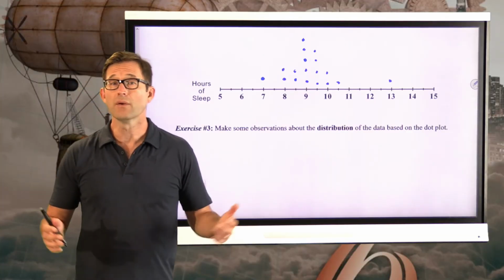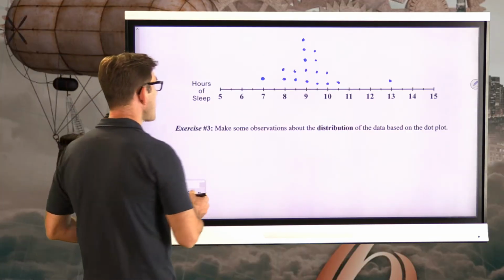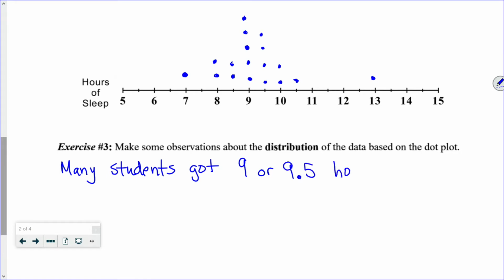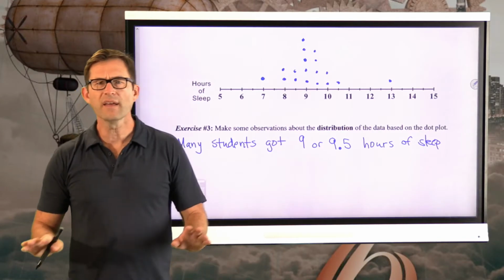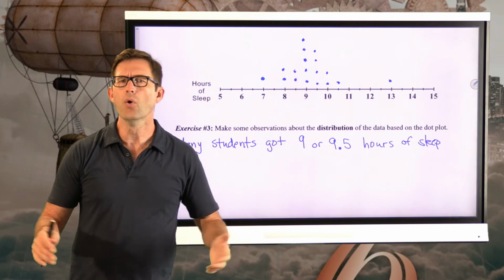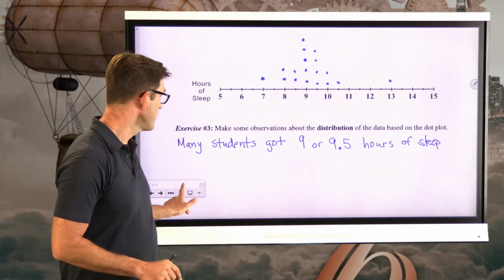Well, one thing that you could say is something like, many students got 9 or 9.5 hours of sleep. So that's one thing. And that kind of gets at the idea of a central value, a value of center, like the mode or the median, something like that, or even the mean.